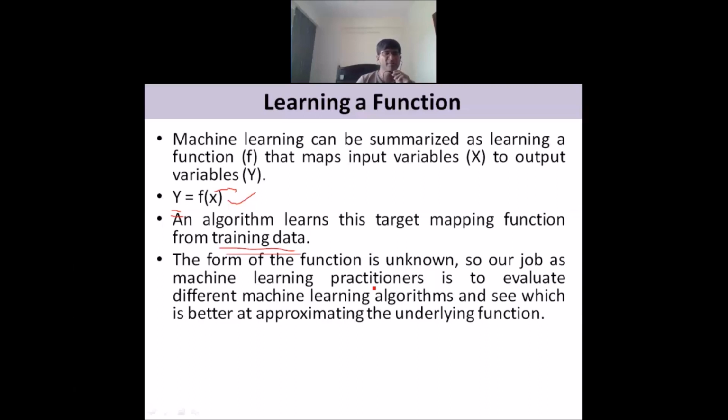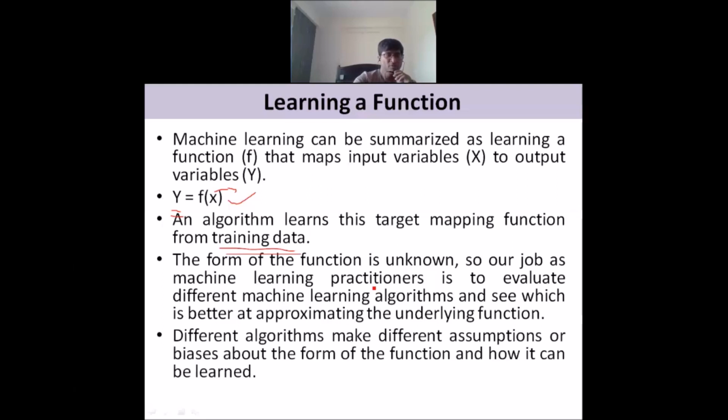That is what has to be done while doing some kind of classification or application on your inputs. Different algorithms make different assumptions or biases about the form of the function and how it can be learned. At times a given algorithm may be a better fit for a given data, and at other times some other algorithm may fit another kind of data better. So which algorithm fits your data, you have to find by trying various machine learning algorithms.